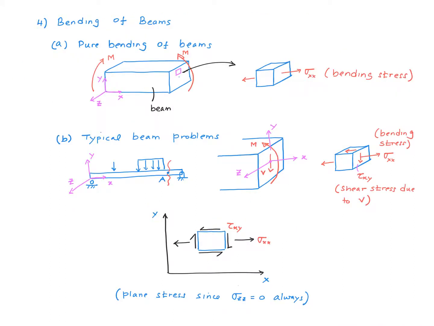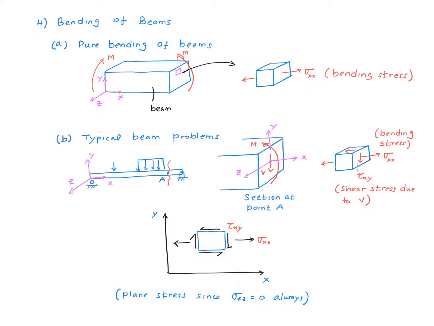My final example here concerns bending of beams. Let's consider two different cases here. In the first case, we have an element of a beam subjected to what we call pure bending. And in the second case, we have a typical beam problem where on a cross-section like the one taken at point A, you're going to have both the shear force V and the bending moment M.